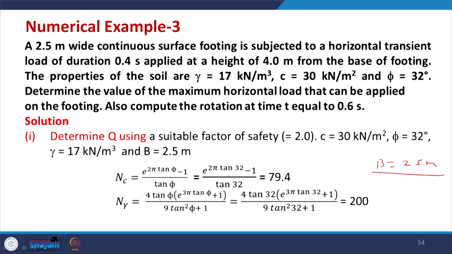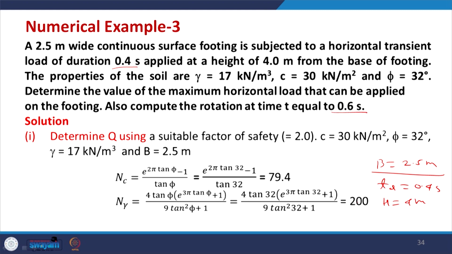So, a continuous surface footing subjected to load, the duration is given 0.4 second, that means TD is given 0.4 second. Okay. Then applied at a height of 4 meter, capital H is 4 meter. Then from the base of the footing the properties are given, gamma, c and phi. And then finally also compute the rotation at time t equal to 0.6 second. So, let us first work on this when t equal to TD, what happens.